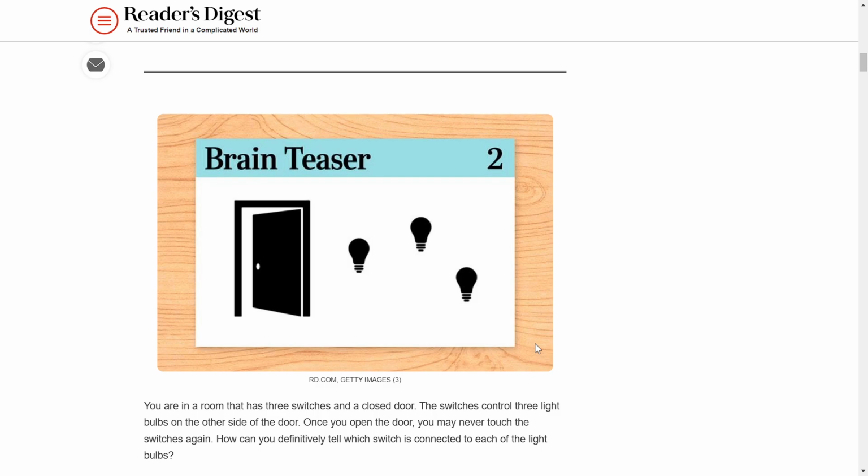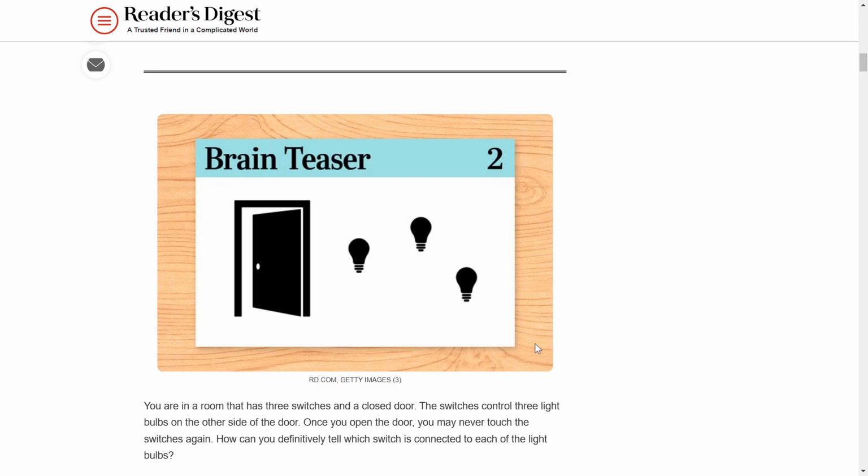Okay. Number 2. You are in a room that has 3 switches and a closed door. The switches control 3 light bulbs on the other side of the door. Once you open the door, you may never touch the switches again. How can you definitely tell which switch is connected to each of the light bulbs?